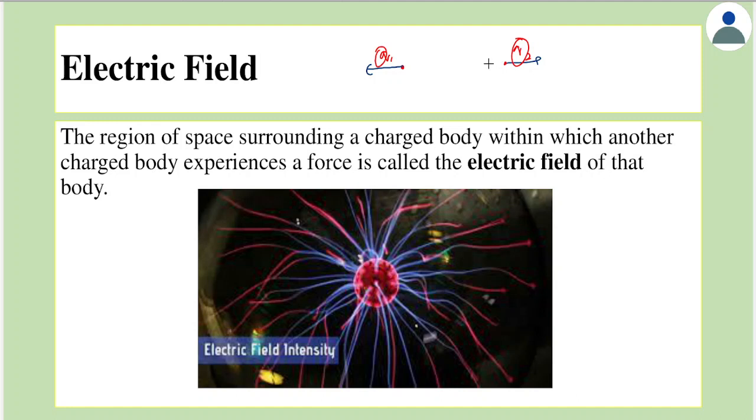These charges cannot see each other, which means these charges are able to exert force by some mechanism, and that is called the electric field. The idea of field is a common word. Field doesn't only mean electric field. The idea of field is very common. Fields could even be gravitational fields. Fields could even be magnetic fields also.